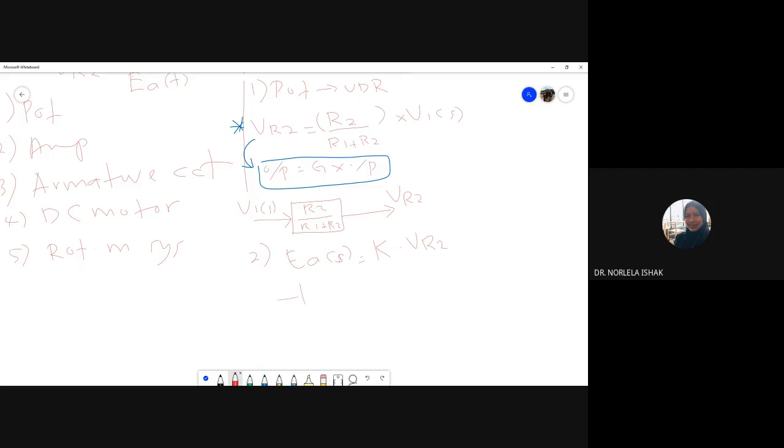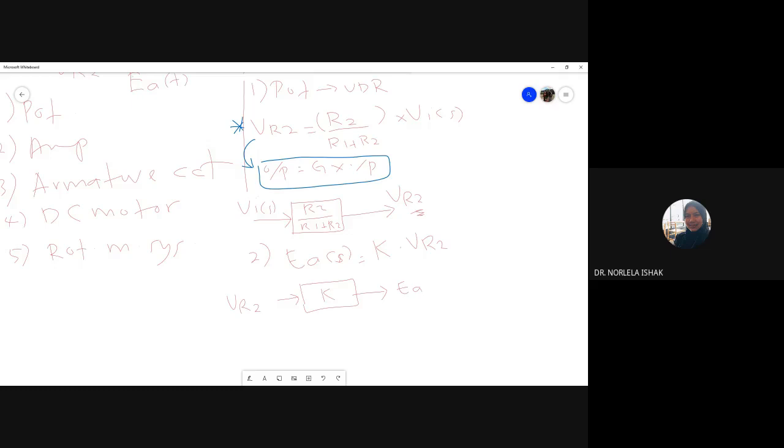So meaning the block diagram is, which one is the output for the amplifier? Which one is the input for the amplifier? This is the gain. Which one is the output or input? VR2 from here. The VR2 meaning, input. Yeah. So this is we get the VR2 and this is the EA. Okay, we complete the amplifier.